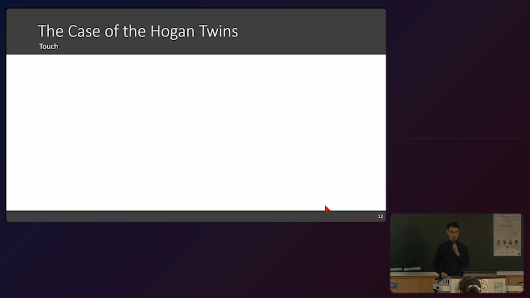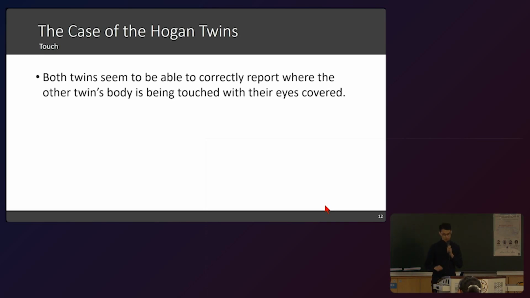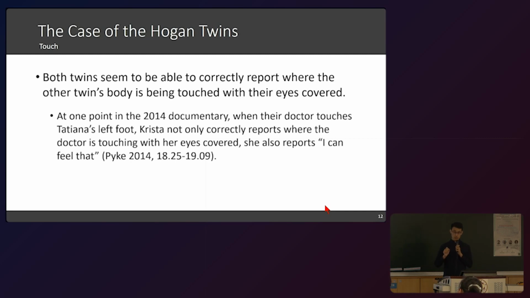The first incident is about touch. Both twins seem to be able to correctly report where the other twin's body is being touched with their eyes covered. So for example, at one point in a 2014 documentary, when their doctor touches Tatiana's left foot, Krista not only correctly reports where the doctor is touching with her eyes covered, she also reports, "I can feel that." So it seems reasonable to think that when the doctor touches Tatiana's left foot, Krista also has a tactile experience.